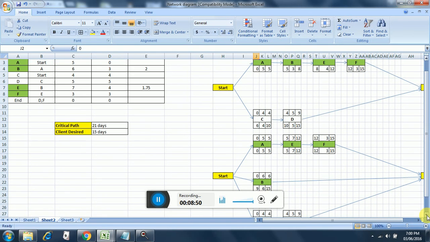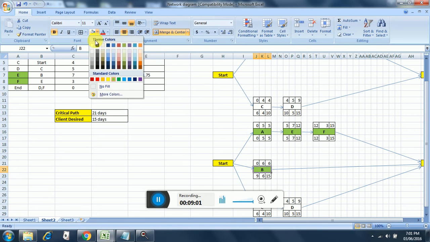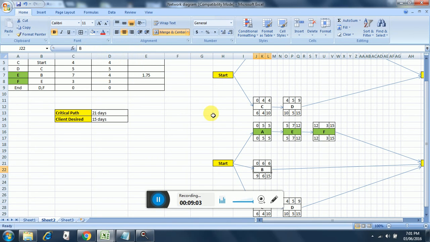So we have taken care that here this activity is not on the critical path, so I just change the color over here. It will be an ordinary activity. So this is how we do calculations for fast tracking and crashing.